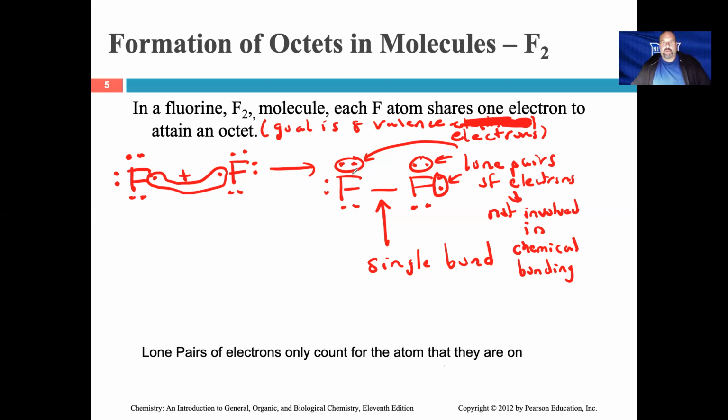So if we go back now and take a look at each fluorine after the 1 electron is shared between them, this fluorine atom has 2, 4, 6, 8 valence electrons. This fluorine atom has 2, 4, 6, 8 valence electrons. So the octet rule for both is satisfied. Okay, so far in our electron dot or Lewis dot structures, not only can you have single bonds in the covalent bonding world to satisfy the octet rule, but then there are also lone pairs on atoms themselves that don't participate in chemical bonding, and they only count for the atom that they are on.